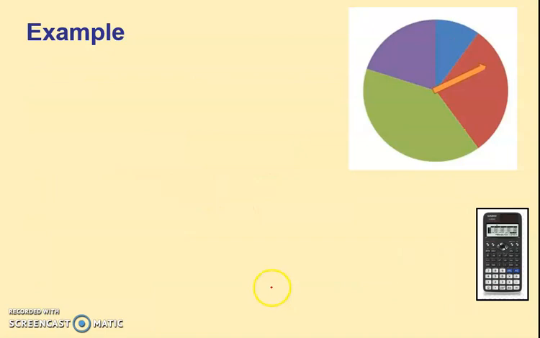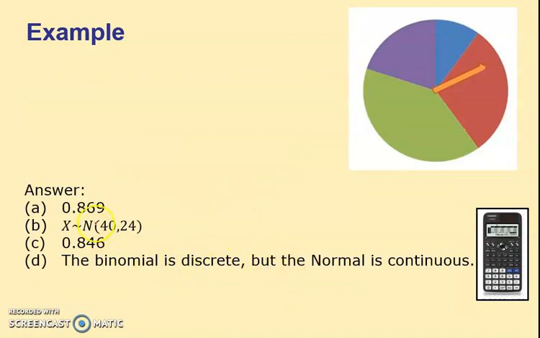And the idea of this is that this answer is quite close to the other answer. Explain the main differences. I'll do that on the next slide. So 0.846, 0.869, we've got all of that. The main difference between the two, of course, is the binomial is what we'd call a discrete distribution. Only certain values are possible. Whereas a normal distribution implies that all values are possible. In reality, that's not true, but it's only meant to be a rough approximation.